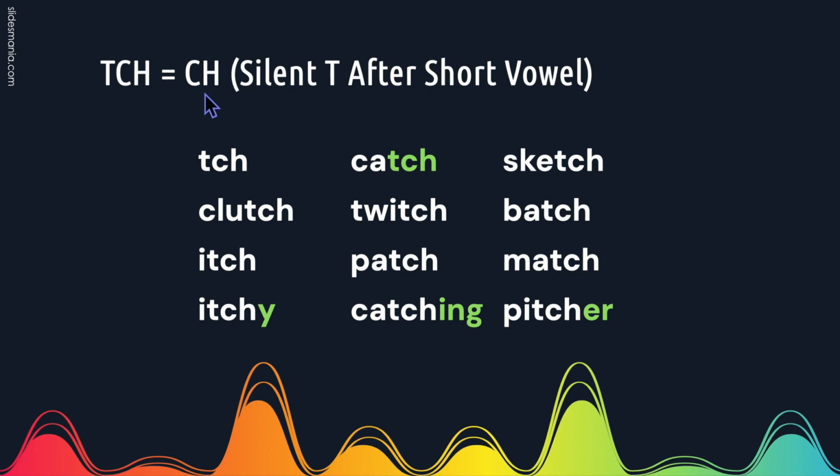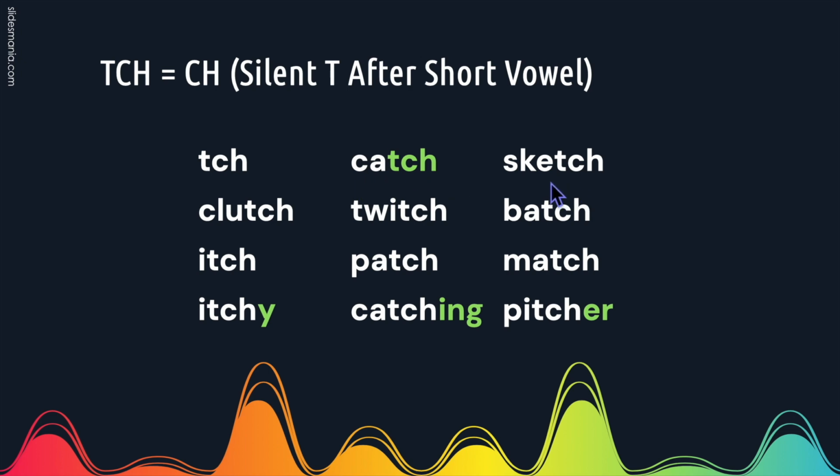TCH is how the sound of ch is spelled after a short vowel sound. So here we have ch. In all these words, we have a short vowel sound. So catch. Notice the T is silent. I like to think of the T as a shield protecting the CH, which is scared of short vowels.